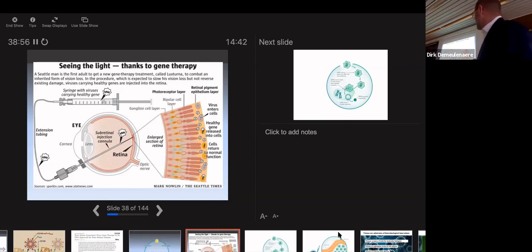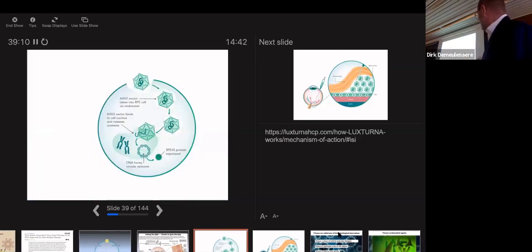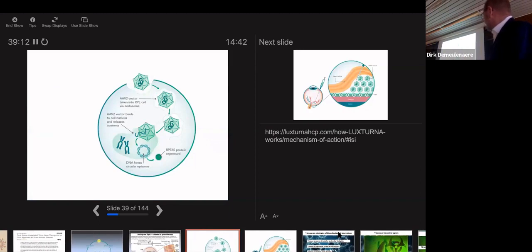RPE65 protein, and then the surgeon will inject it here, below the neurons that are here, into the retinal pigmented epithelium, and this will lead to the expression in these cells of a normal RPE65 protein. So it does not solve the disease of these people, but it makes the destruction of the epithelium much slower, and the results are quite impressive.